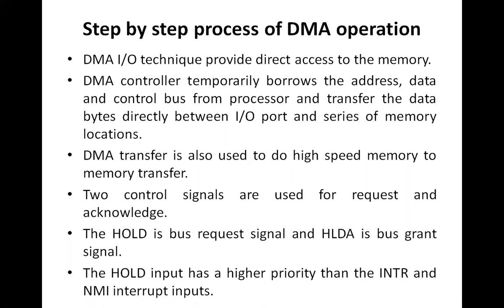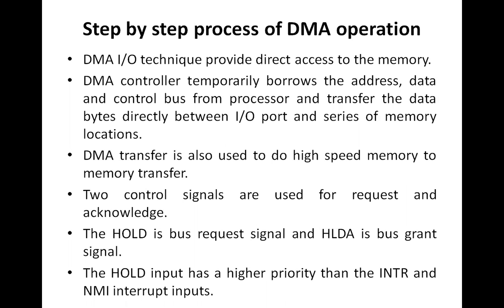The DMA controller temporarily makes a request and tries to borrow the address, data and control buses from the processor, and with the help of these buses it is going to transfer the data directly between the input output device and the memory locations without any intervention of the microprocessor. So the DMA data transfer, you can say, is high speed.